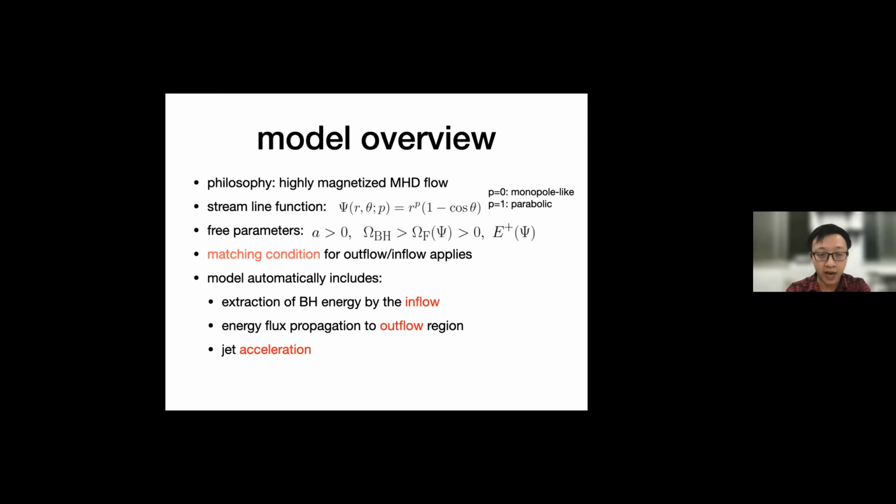So with all the other 3 parameters, we can single out a unique global GRMHD solution. The other 3 free parameters: the first one is black hole spin. It must be larger than 0 because we are focusing on the case where black hole rotation energy is ejected outward. The second free parameter is the angular velocity of the field, and in general, it can be non-constant, so it can vary from streamline to streamline. And finally, the energy for the outflow.